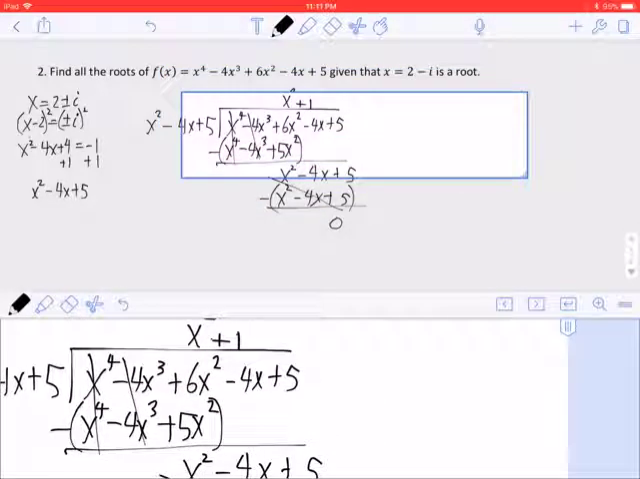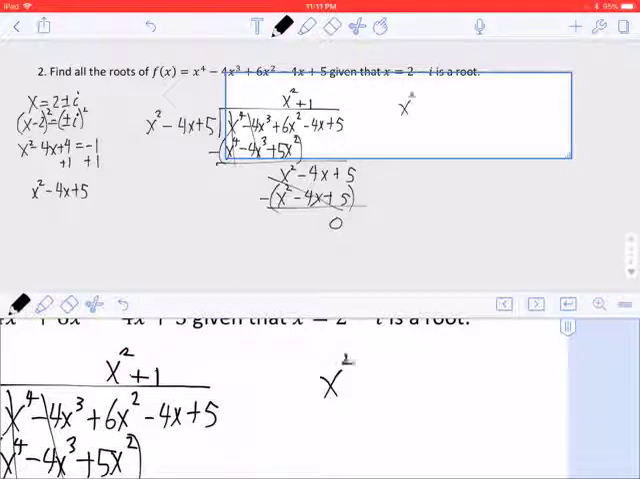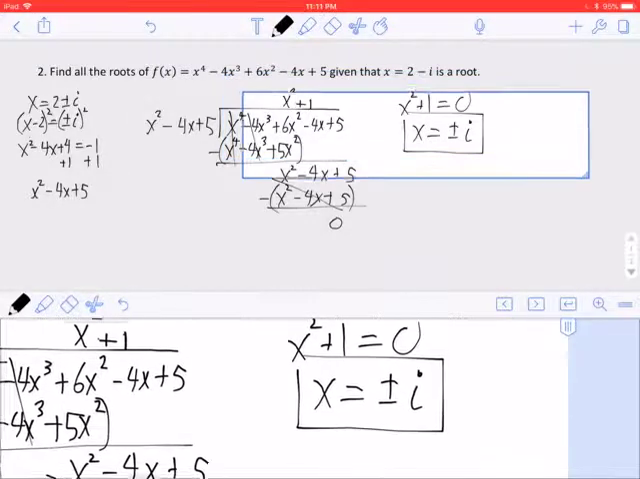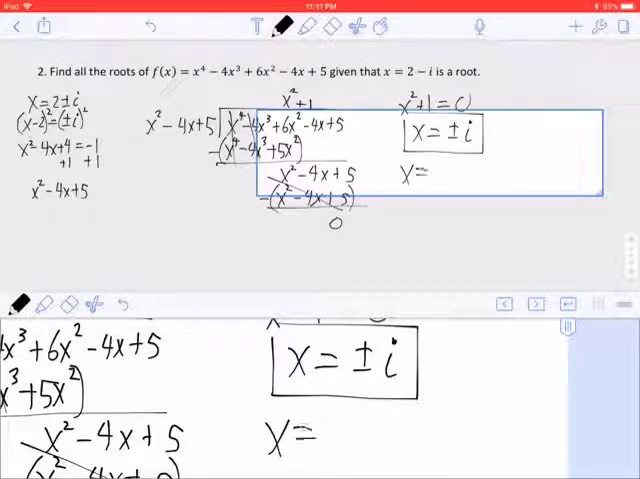So now we just have to solve x squared plus 1 equals 0, which is going to give us x equals plus or minus i. So our four roots were plus or minus i, and then we started with x equals 2 plus or minus i.